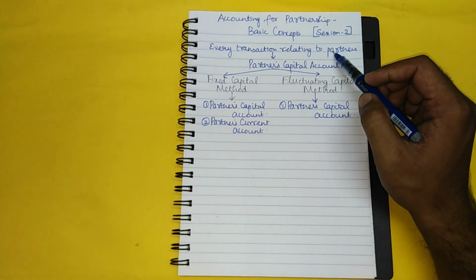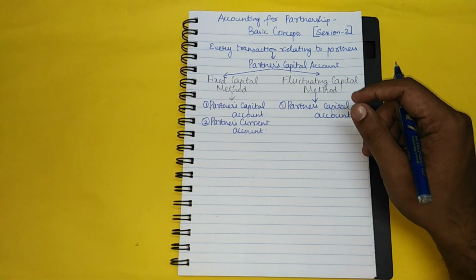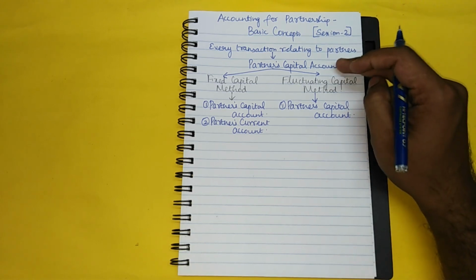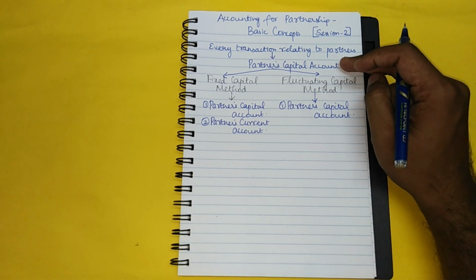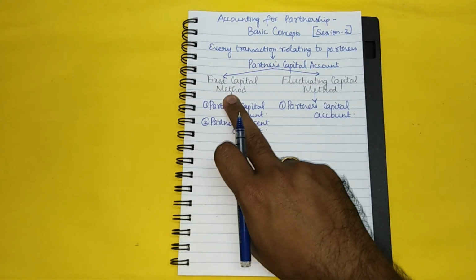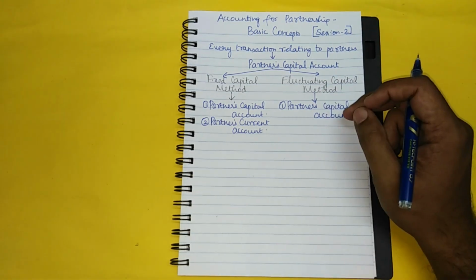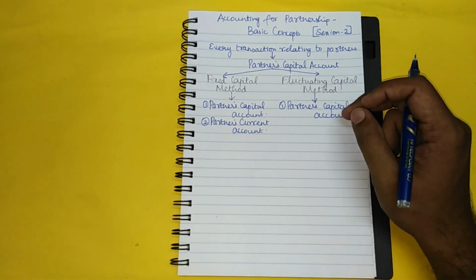So let me repeat. The transactions that relate to partners may include the amount of money brought in as capital, withdrawal of capital, shares of profit, interest on capital, interest on drawings, partners' salary, as well as commission to partners. This partners' capital account can be maintained under two methods. One is the fixed capital method and the other is the fluctuating capital method. Now let us learn about these two methods in detail.